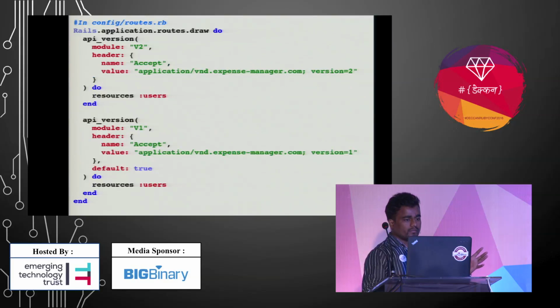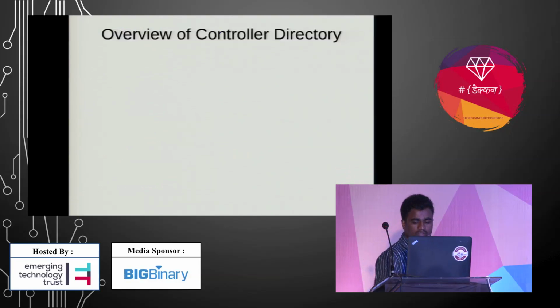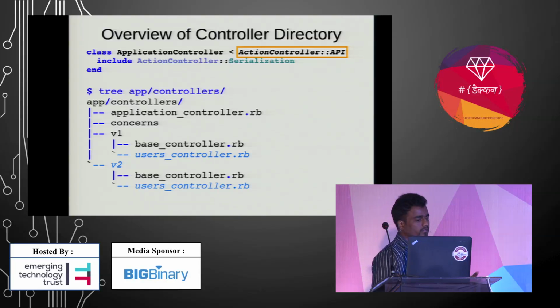Once you generate your version 1 and version 2 controllers, the whole router file will look like this, where each module has separate router constraints, and it's generating the routes for the respective versions. And your controller directory will look like this, with application controller, which is inherited from the application controller API module, and the directory is structured under the version 1 module and version 2 module.